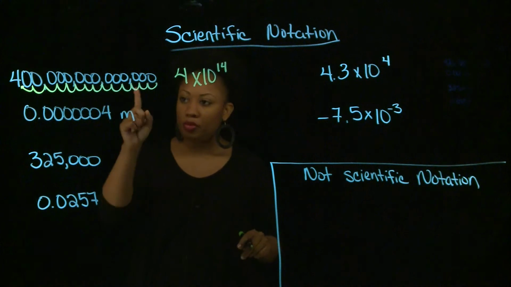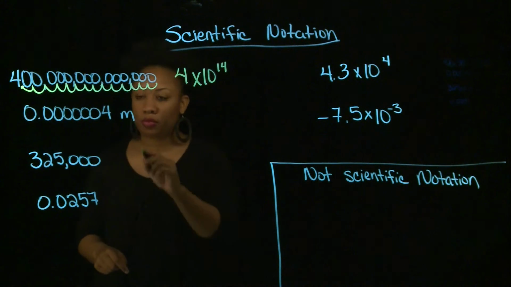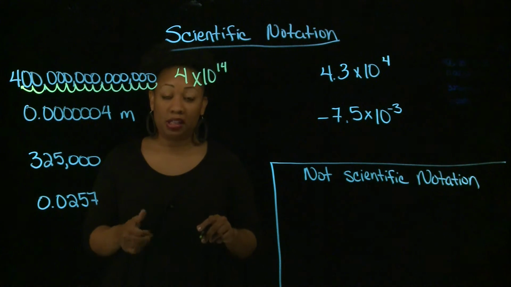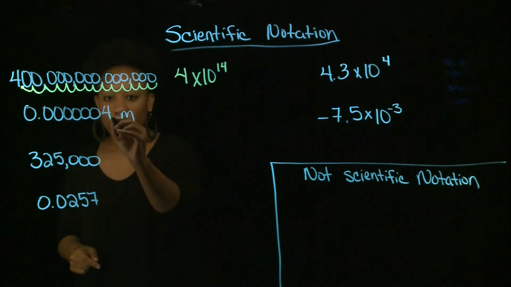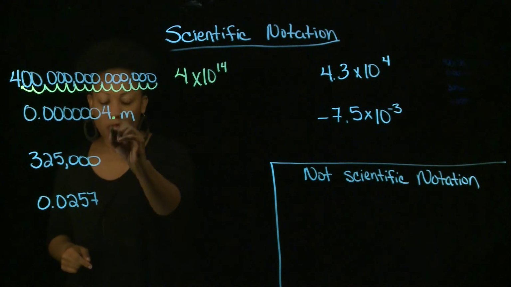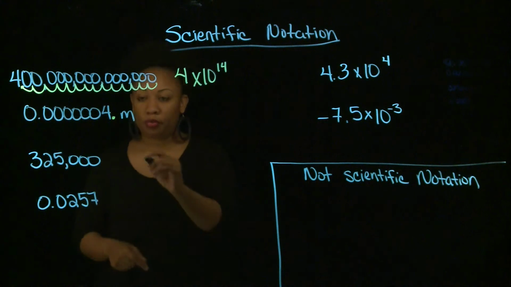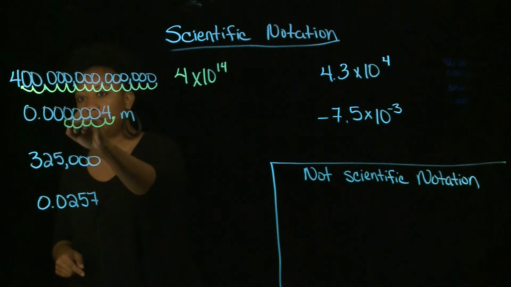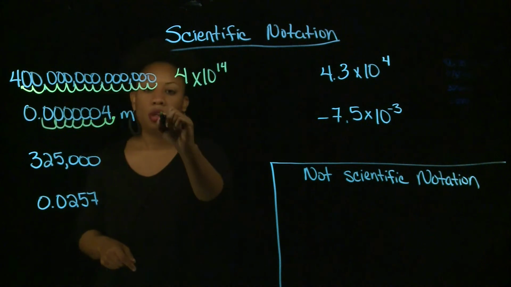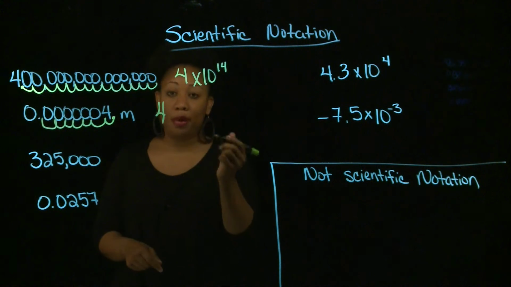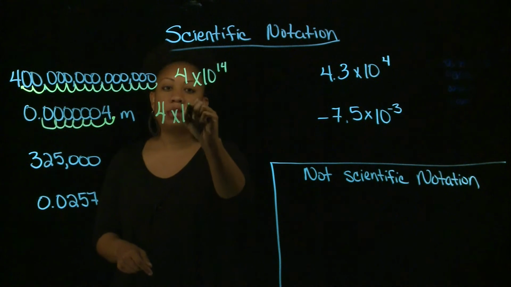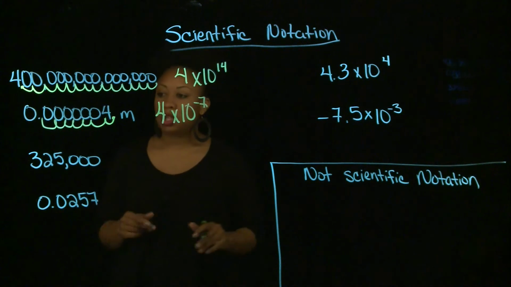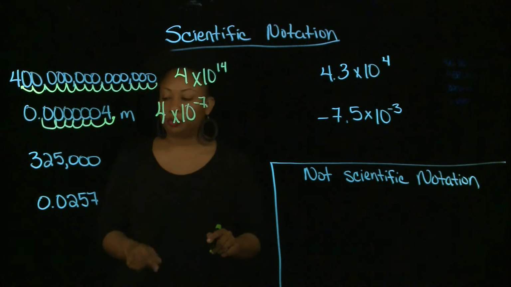Now, for this one, again, we want the number to be 1, 2, 3, 4, 5, 6, 7, 8, or 9. So we're going to put our point here because that's going to be 4. Then we're going to go back 1, 2, 3, 4, 5, 6, 7. So we're going to have 4, and since we went back, it's going to be times 10 to the negative 7. Pretty simple, right? So let's do a couple more.